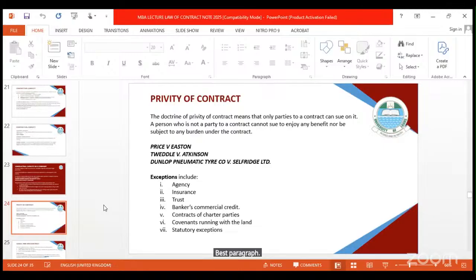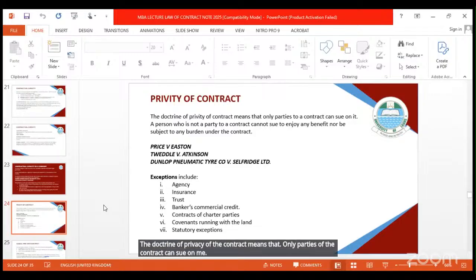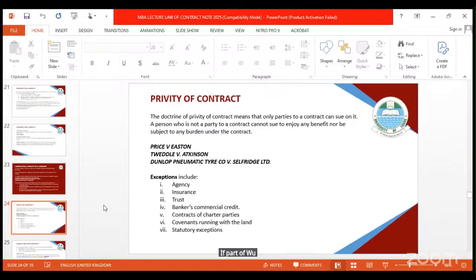The doctrine of privity of contract means that only parties to the contract can sue on it. A person who is not a party to a contract cannot sue to enjoy any benefit, nor be subject to any burden under the contract. Good. So you see that between you and the University of Lagos now, even what I'm doing here, I'm not the University of Lagos. I'm just doing this on behalf of the University of Lagos.